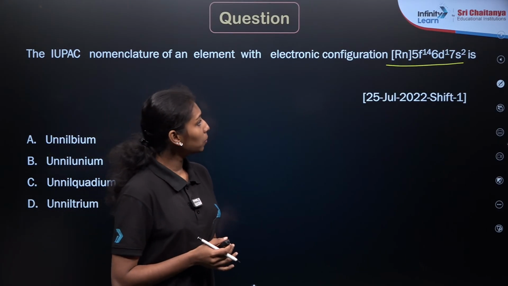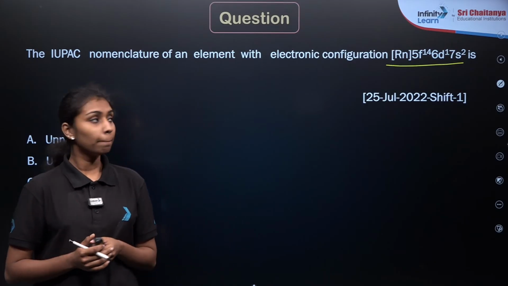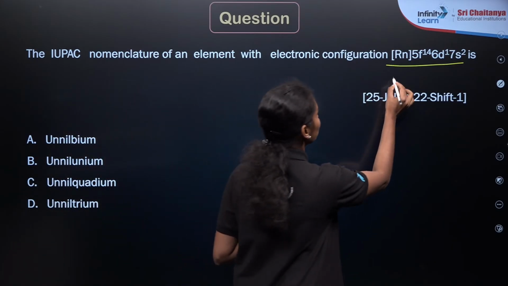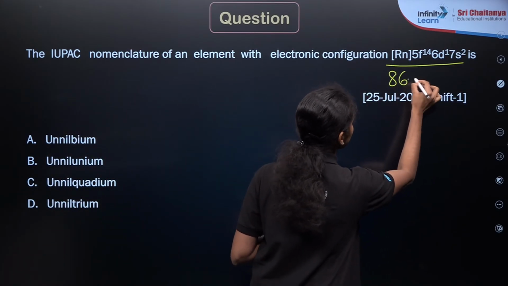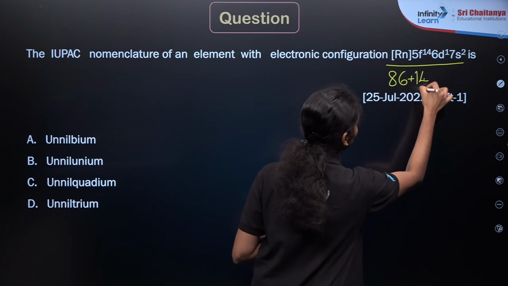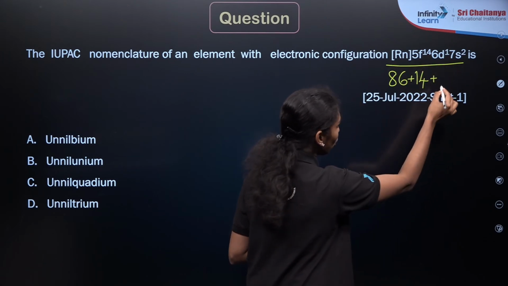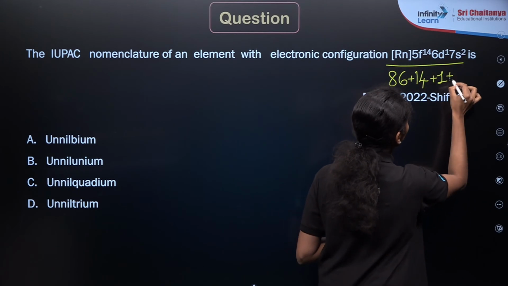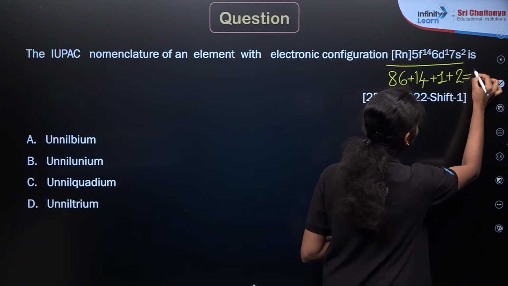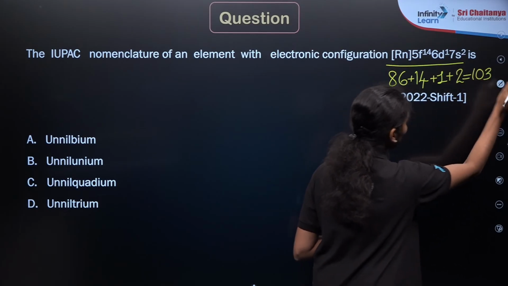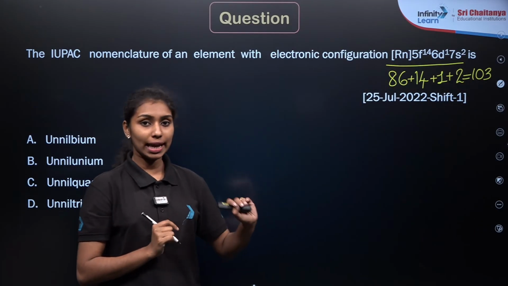So what will be the atomic number of this compound? Radon has the atomic number of 86, right? So 86 plus 14 electrons present in the 5f orbital, then 1 electron in the 6d orbital, again 2 electrons in the 7s orbital. So total it will be 103, right? 103 will be the atomic number of this particular element.